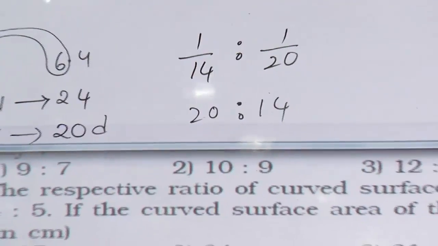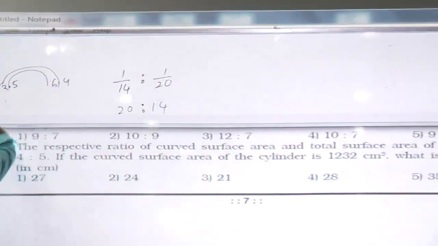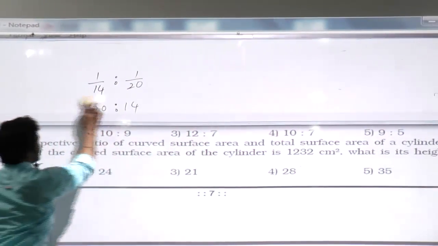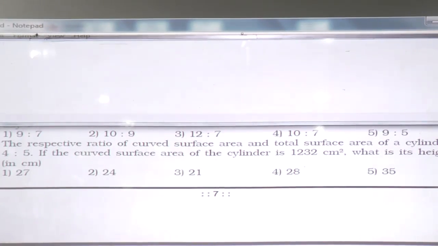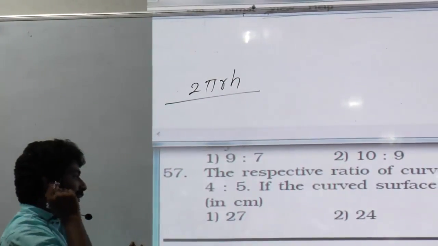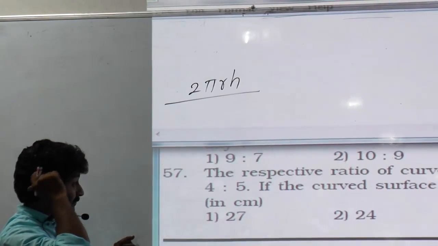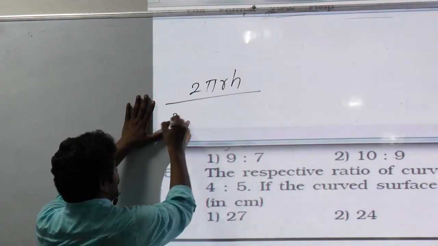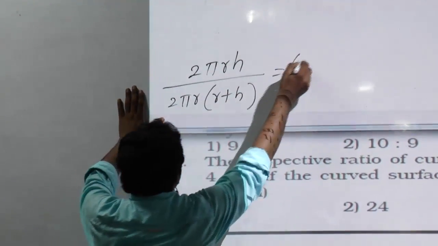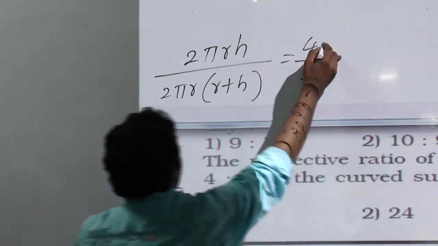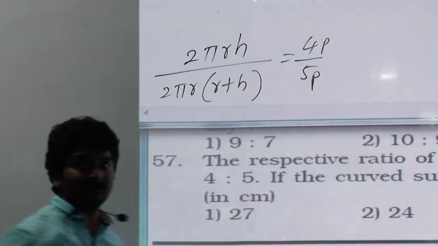Now the respective ratio of curved surface area and the total surface area is 4:5. Curved surface area is 2 pi r h, and then total surface area is 2 pi r into (r plus h). This is given as 4:5. I'll write it as 4 parts and then 5 parts.